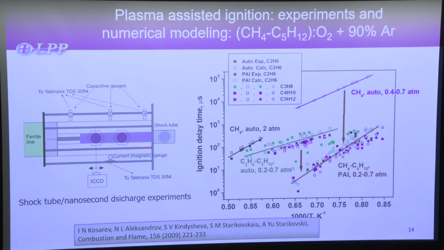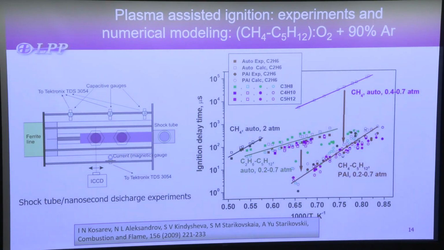Here is the shock tube experiment by Andrei Starikovskiy. They tried to see how ignition delay time changes as a function of temperature. This is methane auto ignition. This is the plasma-assisted ignition. You can see the ignition delay time measured in the shock tube is reduced by 2 orders of magnitude. So these are the experimental data, showing how fast radical generation in plasma can accelerate the ignition process.